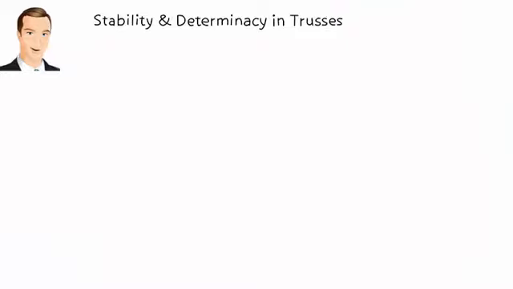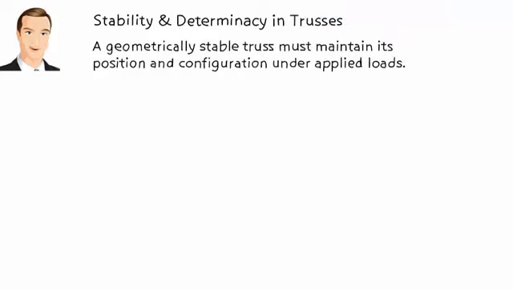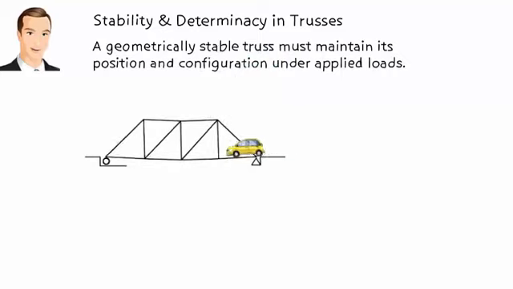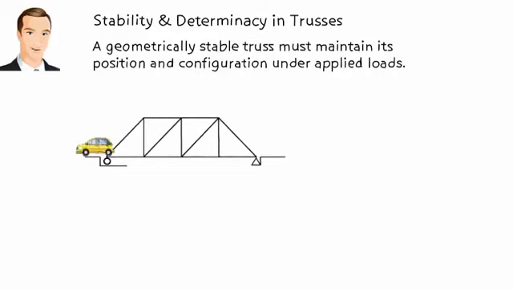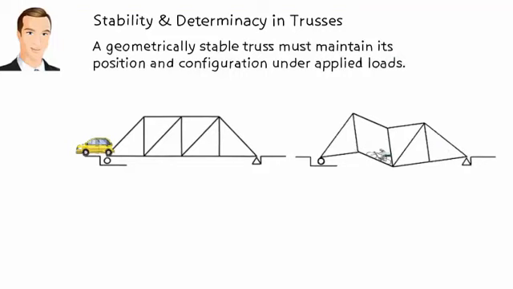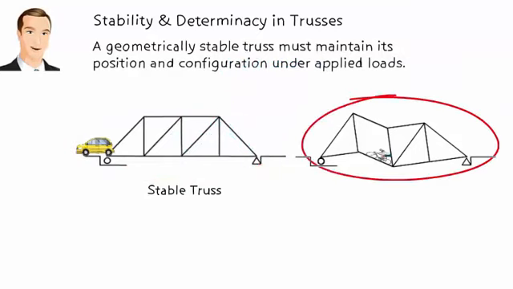Stability and determinacy in truss structures. A truss is geometrically stable if it can maintain its position and configuration under applied loads, even though such a structure deforms when loads are placed on it. But once the loads are removed, it would assume its original, undeformed configuration. In contrast, deformations or displacements in an unstable truss are permanent and often occur without any significant applied loads. So, this is a stable truss, and this is not.